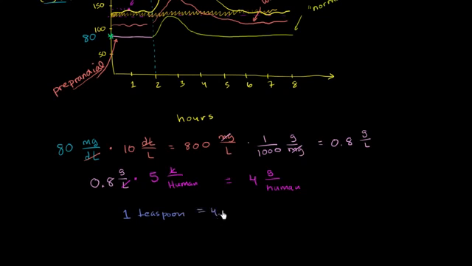is equal to 4.2 grams. So 4 grams is almost a teaspoon. So it's approximately 1 teaspoon of glucose per human being. So in your entire bloodstream, you have about a teaspoon of sugar that your cells can use to do whatever cells need to do.